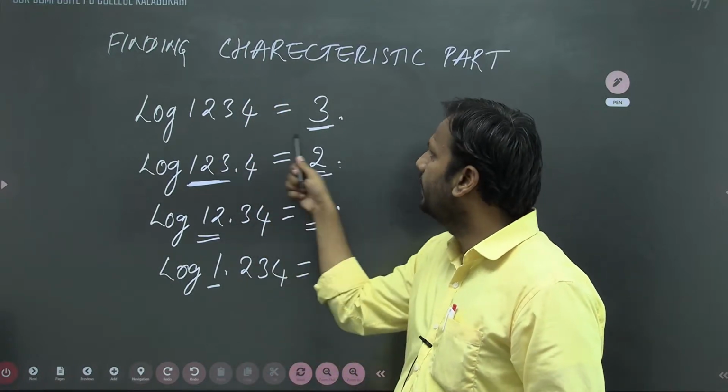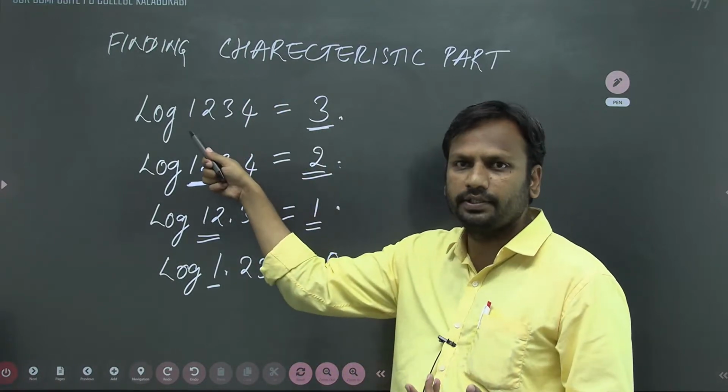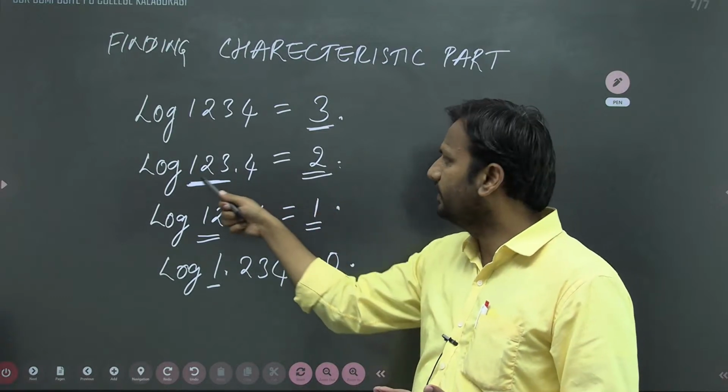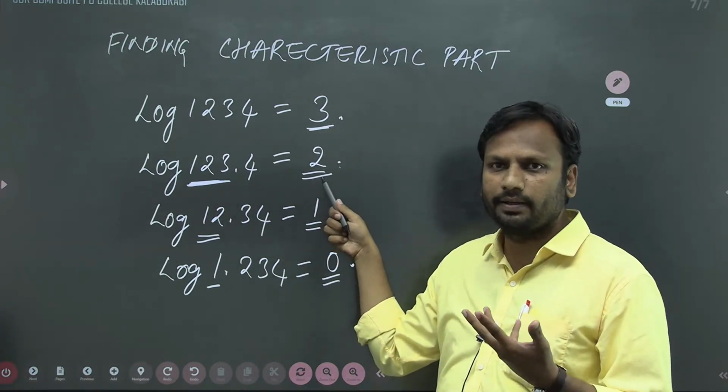So how do I obtain this 3 here? If it is 4-digit, how do I obtain 3? If it is 3-digit, how do I obtain the characteristic part as 2?